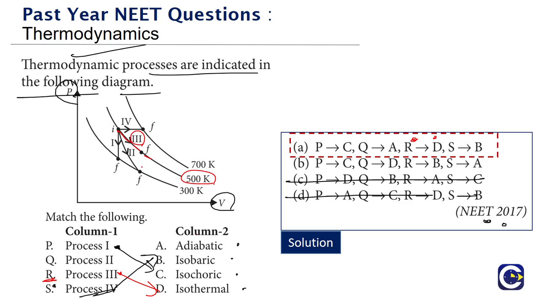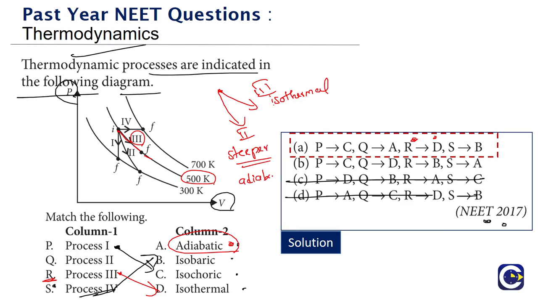Now process 2, frankly speaking, we will not be able to tell. So as per the matching, what is it coming as? It is coming as the adiabatic. See, process 2 can be any general process also, because see, this is the isothermal, and the process 2, I am comparing process 2 and 3. Process 3 is what? Isothermal. 2 is steeper. Process 2 is what? More steeper. It is falling down rapidly than the isothermal. So adiabatic will be a steeper curve than the isothermal.